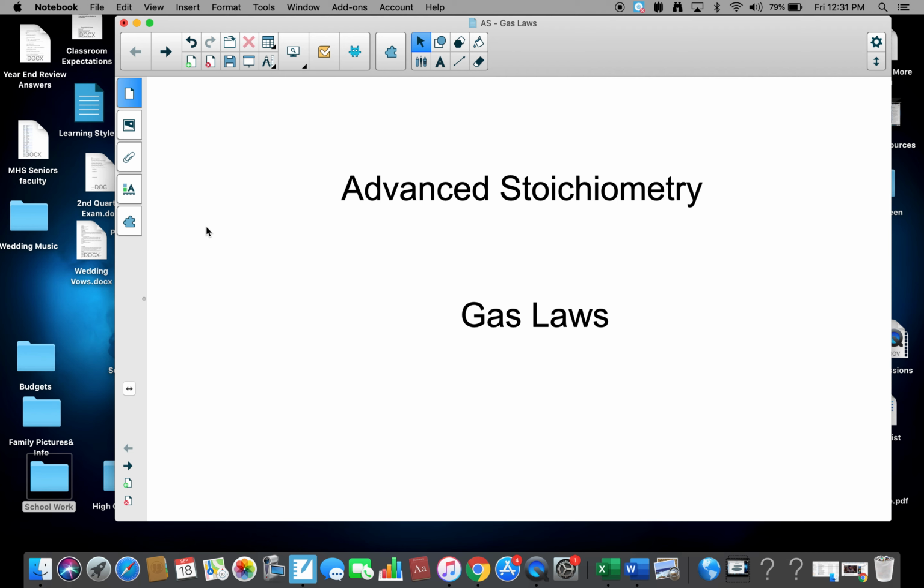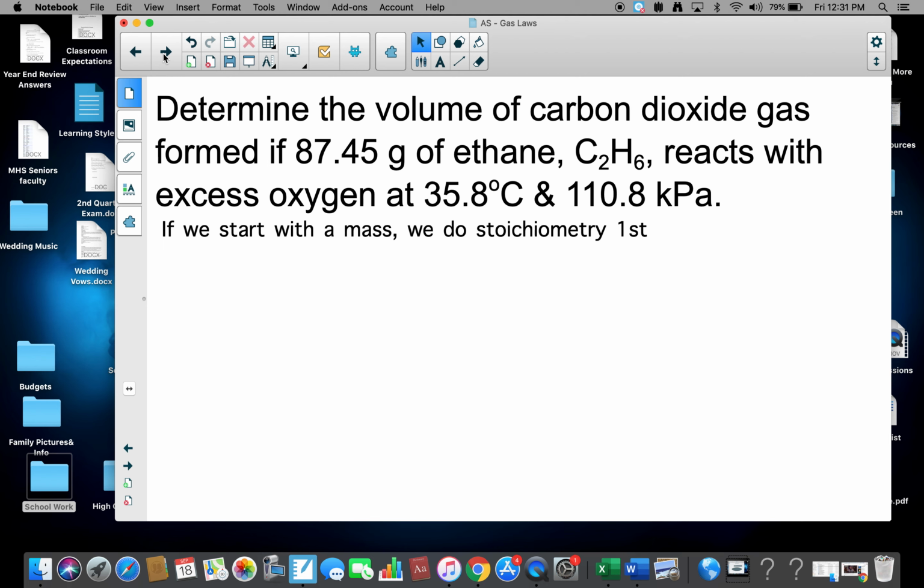Here we're going to do the advanced notes for advanced stoichiometry of the gas laws. All we're going to do is put stoichiometry and gas laws together. So let's look at a problem. Determine the volume of carbon dioxide gas formed if 87.45 grams of ethane, which is C2H6, reacts with excess oxygen at 35.8 degrees Celsius and 110.8 kilopascals.